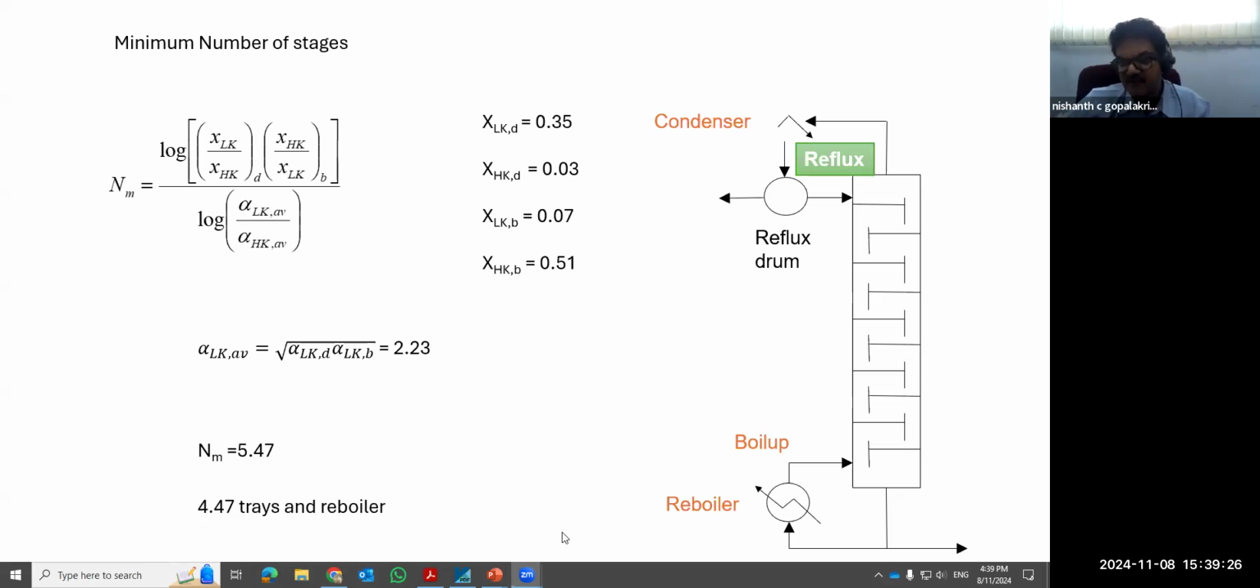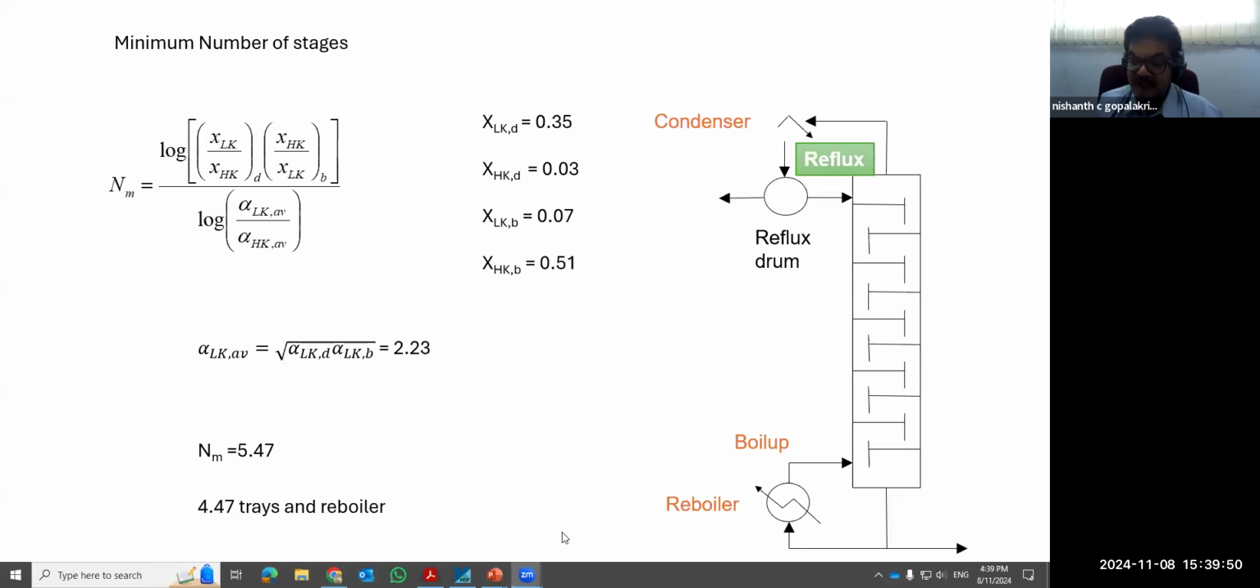But what's happening here is we are only finding a theoretical number, because we are not going to run this column with the minimum number of stages. If you want to run at the minimum number, we need to use full reflux. But we don't run the column with full reflux, because if you do that, you cannot get any product, right? So the only purpose of this calculation is to find a theoretical limit. So that 4.47 is just a theoretical limit.